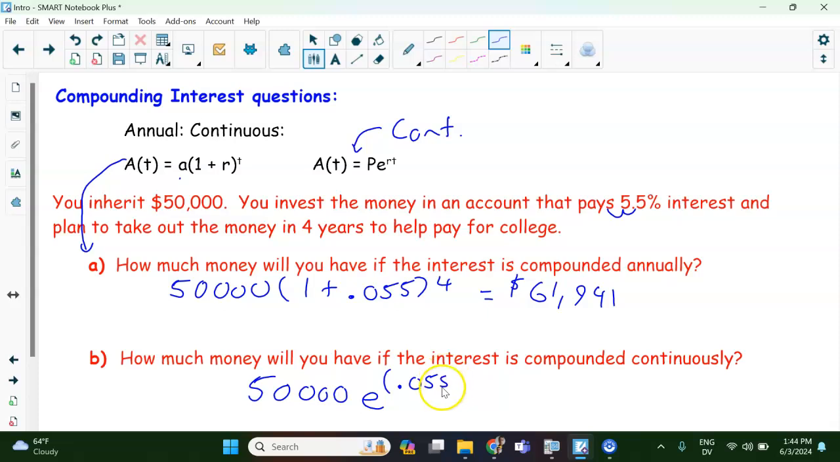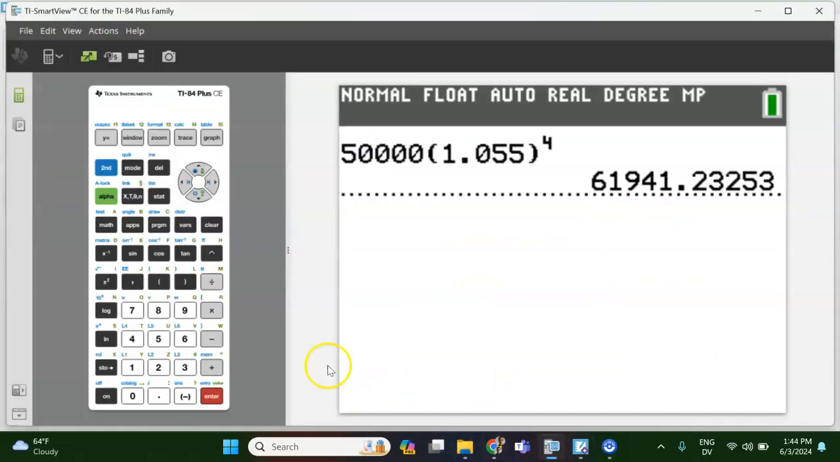And then we do the rate as a decimal times the time. Okay, and now it's just crunch. And the key on the calculator you need is that e to the x. So for the continuous, I'm going to do 50,000 and then this e to the x key right here. You got to hit the second button. And then 0.055 times 4.